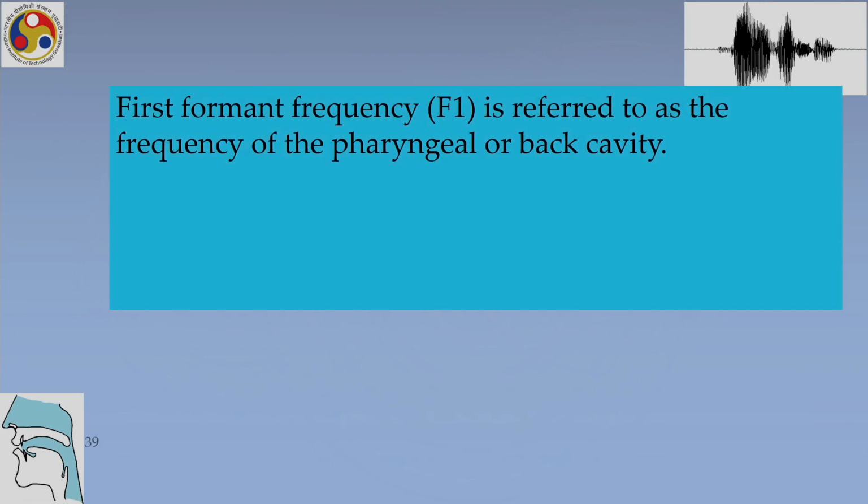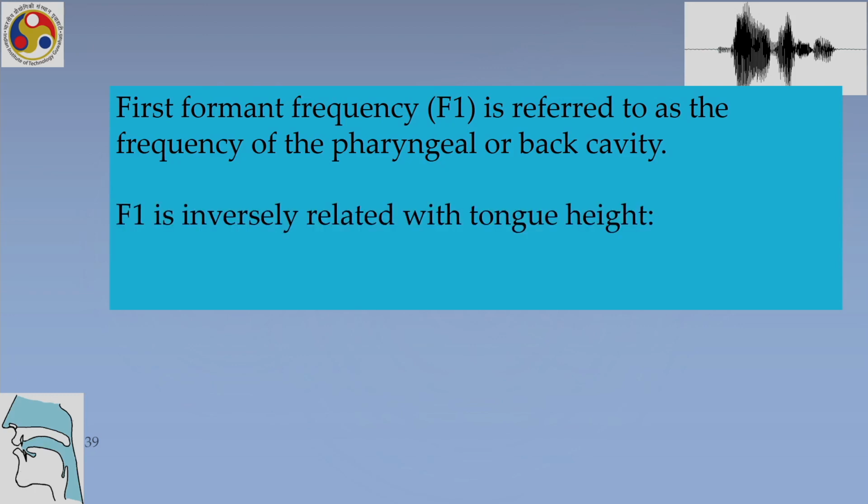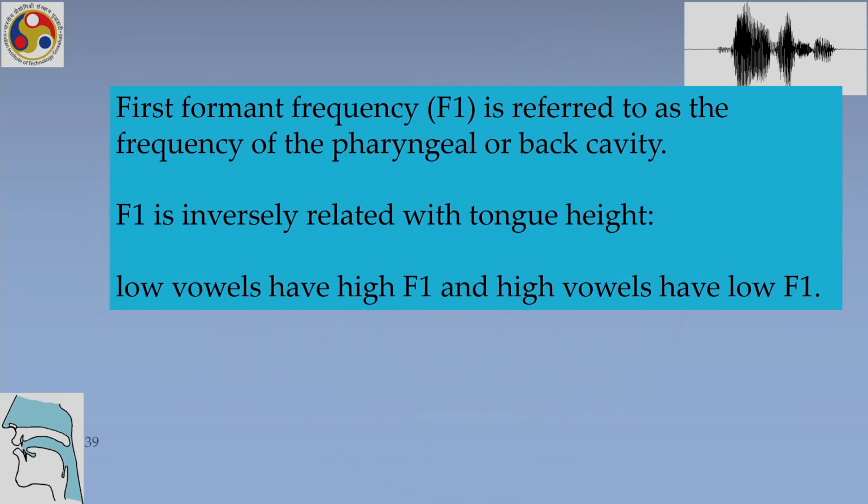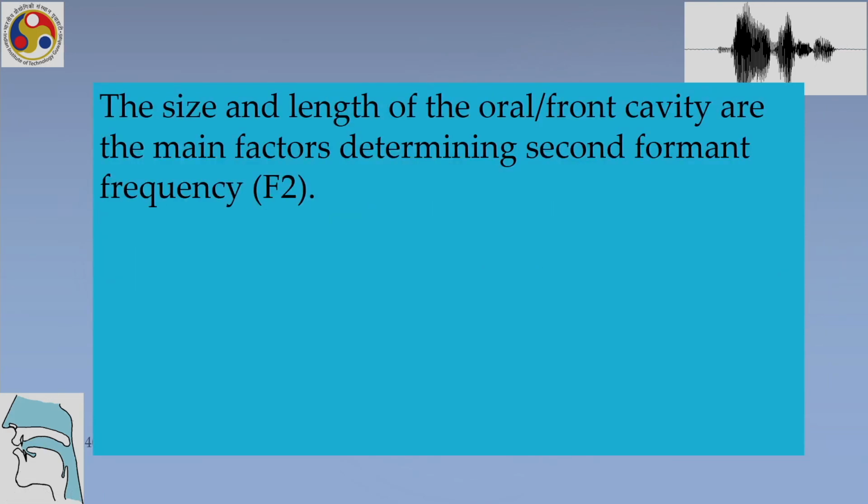Summarizing this, the first formant frequency is referred to as the frequency of the pharyngeal or back cavity. It's always inversely related to tongue height. Low vowels have high F1 and high vowels have low F1. We have seen that, and the size and length of the oral front cavity are the main factors determining the second formant.